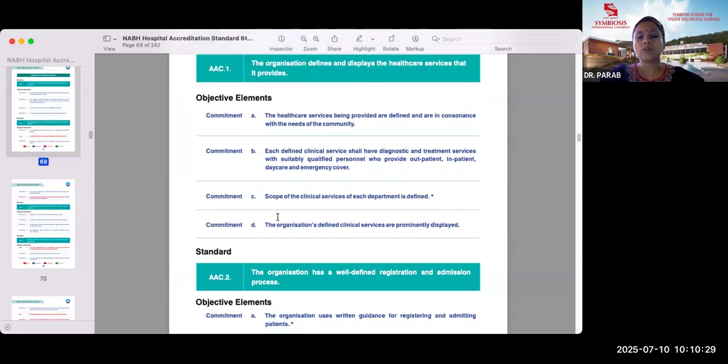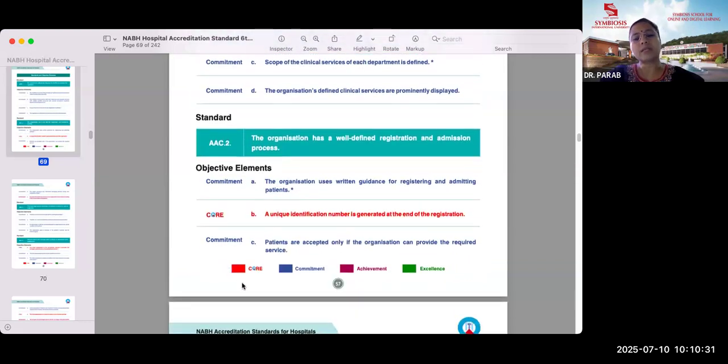Okay. So if you can see this color coding, it basically indicates that core means a core standard. So without that, you're not getting through this AAC2. That means you're not implementing this AAC2 standard if you don't have this core element. Okay, so this is mandatory. Commitment is the next level after core, but this is also expected for the first accreditation cycle itself. So for the first accreditation cycle, we expect these two standards to be present.